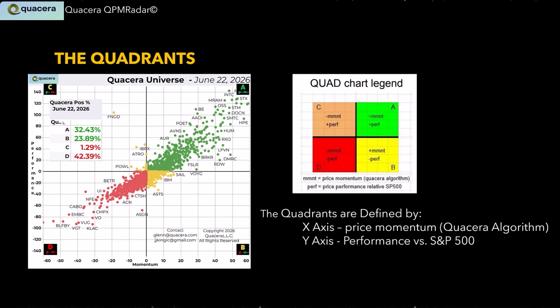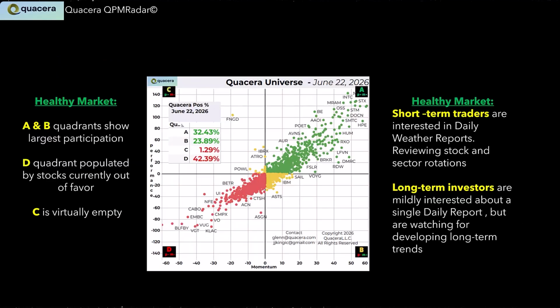On the left side, quadrant C is negative momentum and outperforming the market. That's an interesting quadrant. We'll talk about it. But that can also be the case in a bear market, if stocks in quadrant C are falling less rapidly than the overall market. And the D quadrant is negative momentum and underperformance.